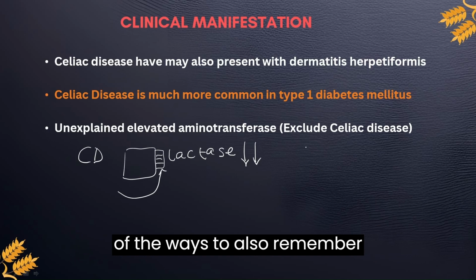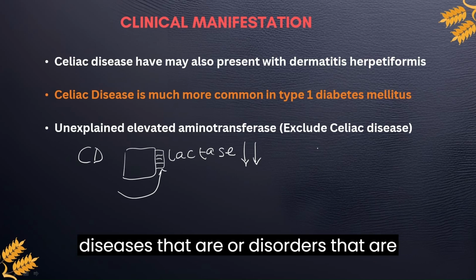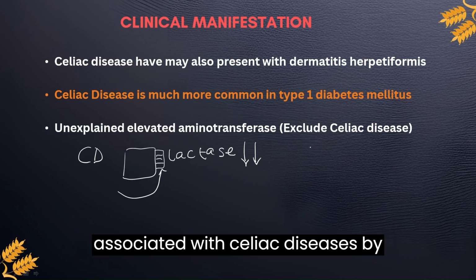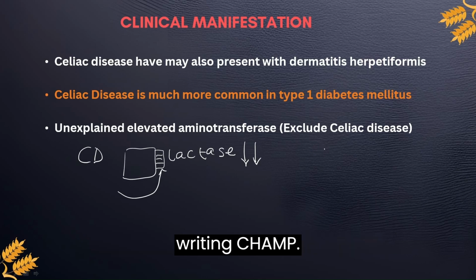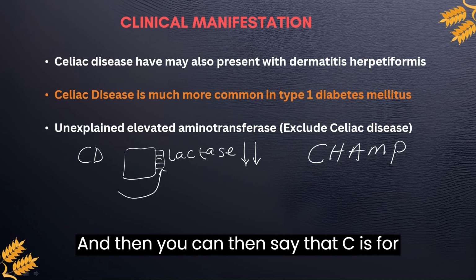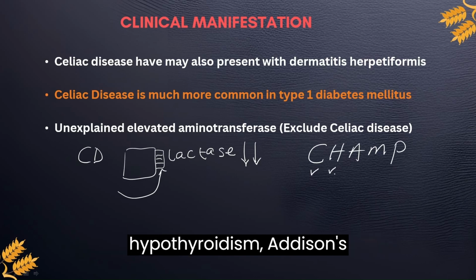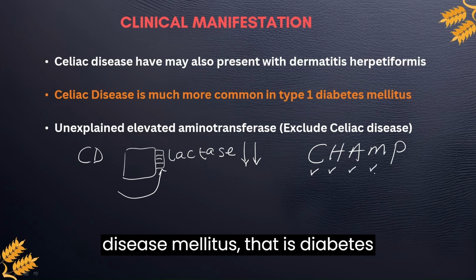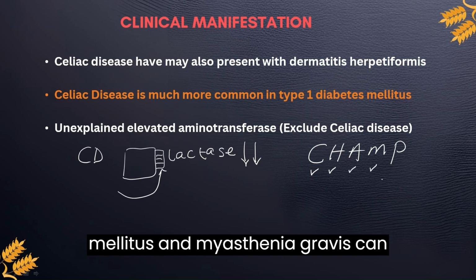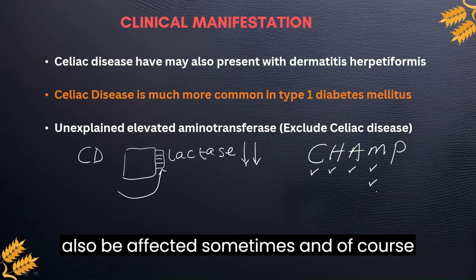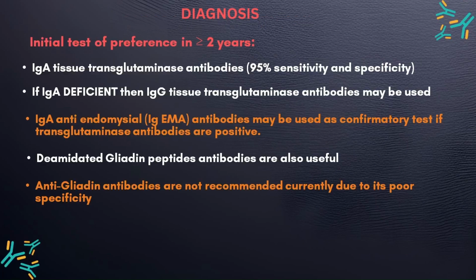And one of the ways to also remember disorders that are associated with celiac disease is by writing CHAMP. And then you can say that C is for celiac disease, H is hypothyroidism, A is Addison's disease, M is diabetes mellitus, and myasthenia gravis can also be affected sometimes, and of course, P is pernicious anemia.